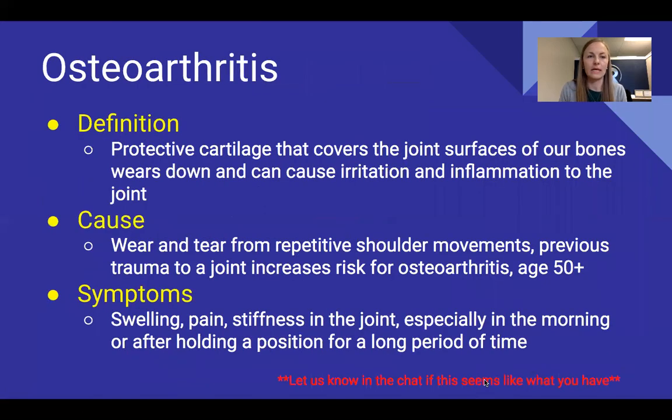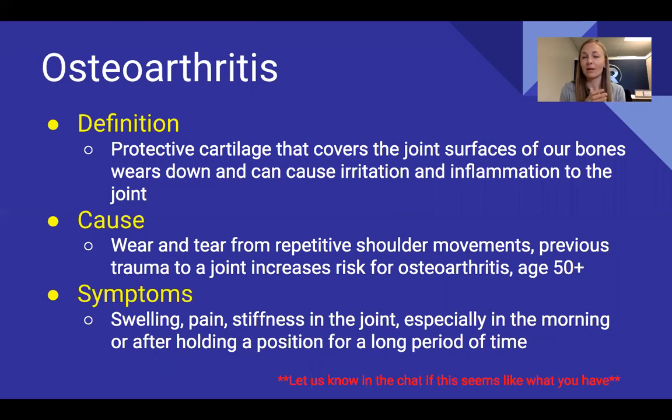All right, so next we have osteoarthritis, which like I said, is just arthritis too. Some people get confused when we throw the osteo in front of there. When she showed you the ball and socket joint, you have the cartilage between those bones that protects your joint surfaces. It's when that cartilage really starts to wear down.